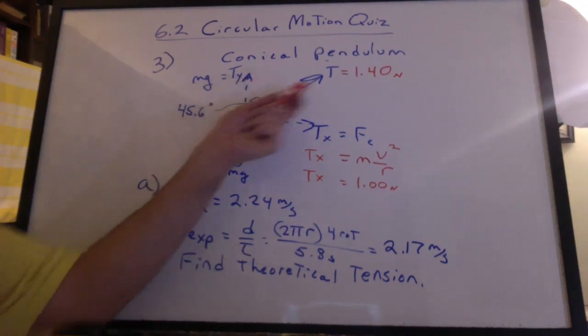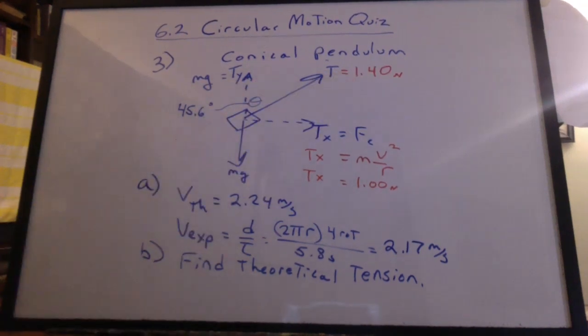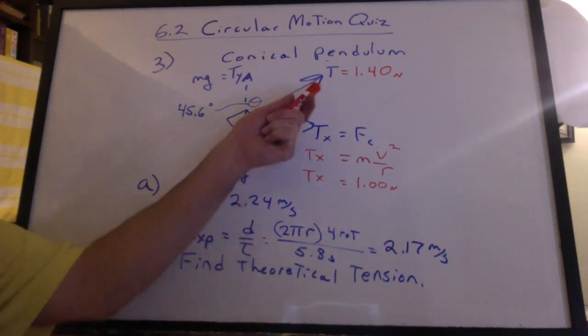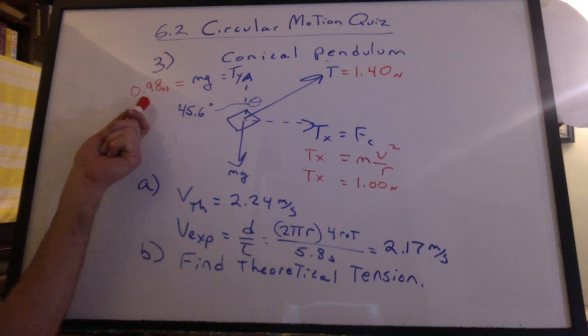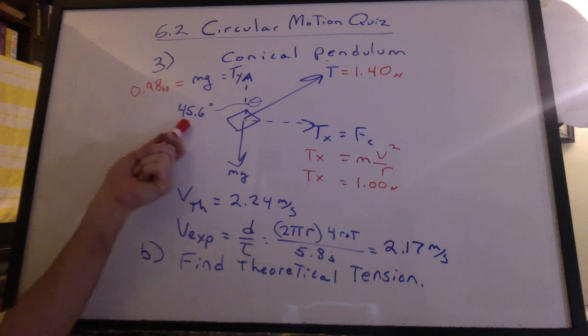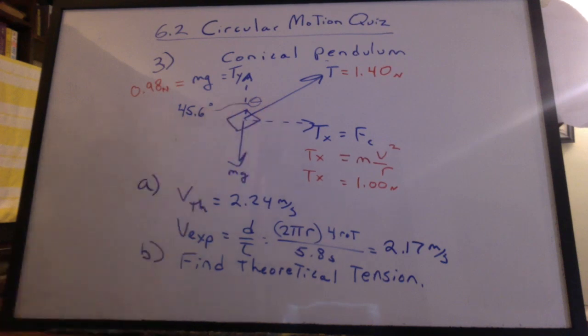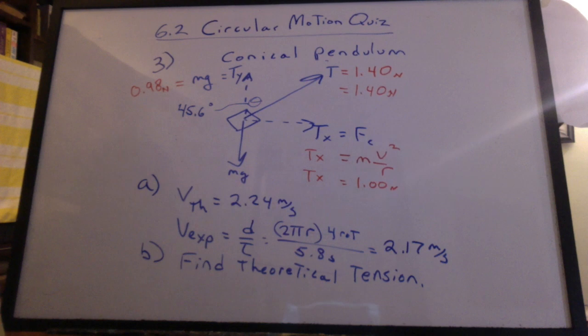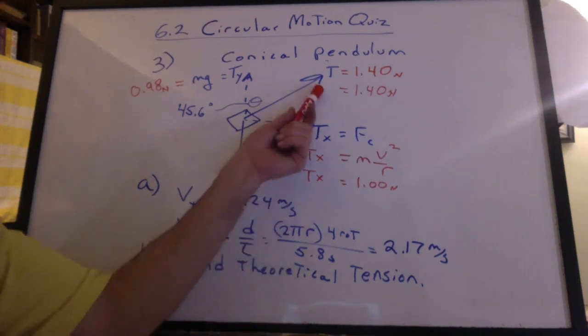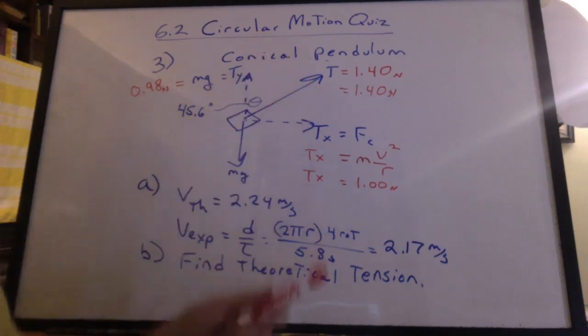Just use sine and you get 1.40 newtons. And you could check that using mg. That's got to be 0.98 newtons. Use that angle. Go calculate the tension. You're using cosine now, and you get the same thing. Of course, the tension experimentally could be found by grabbing the spring scale and reading it.